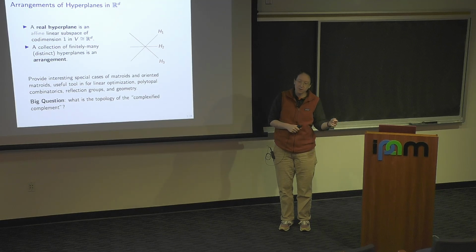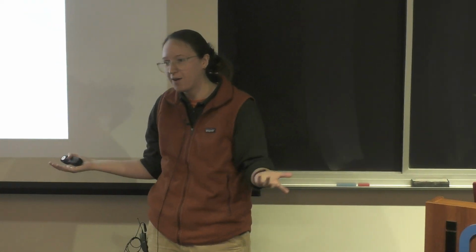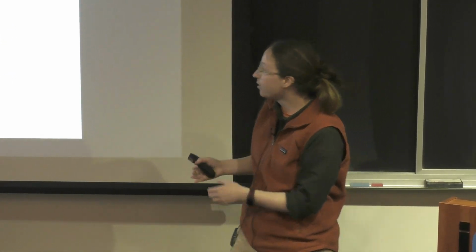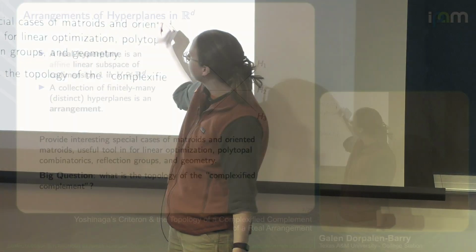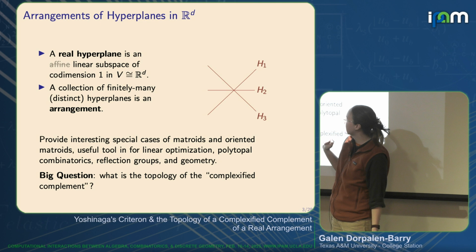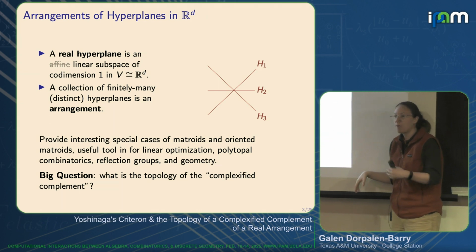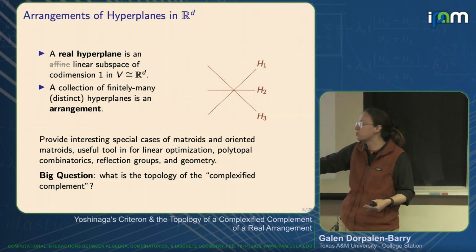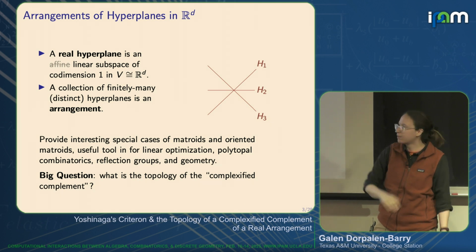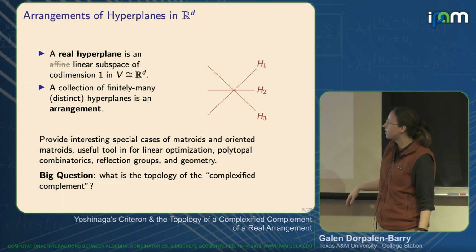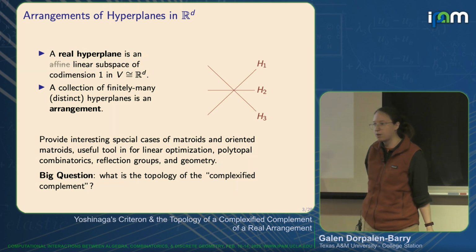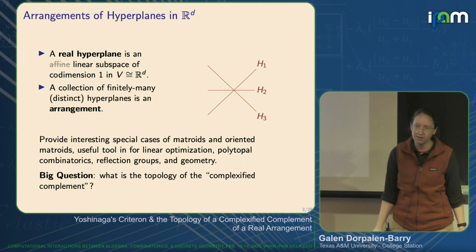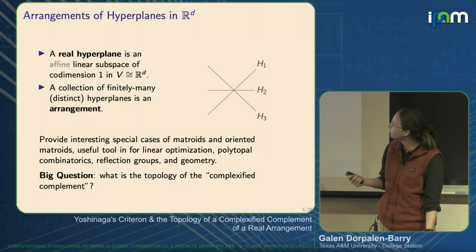There's lots of connections to other fields. In particular, many people in this room have probably encountered hyperplanes in their own work through maybe polytopes, representation theory. I said these are often the first important special cases for oriented matroids and matroids. If you think about graphs, there's always a way to write down a graph and then to orient it and describe it using a hyperplane arrangement and use that hyperplane arrangement to then tell you information about the graph. And a big question in this field is what's the topology of the complexified complement? This turns out to have many interesting and beautiful combinatorial answers, and I'll give you a taste of them today.